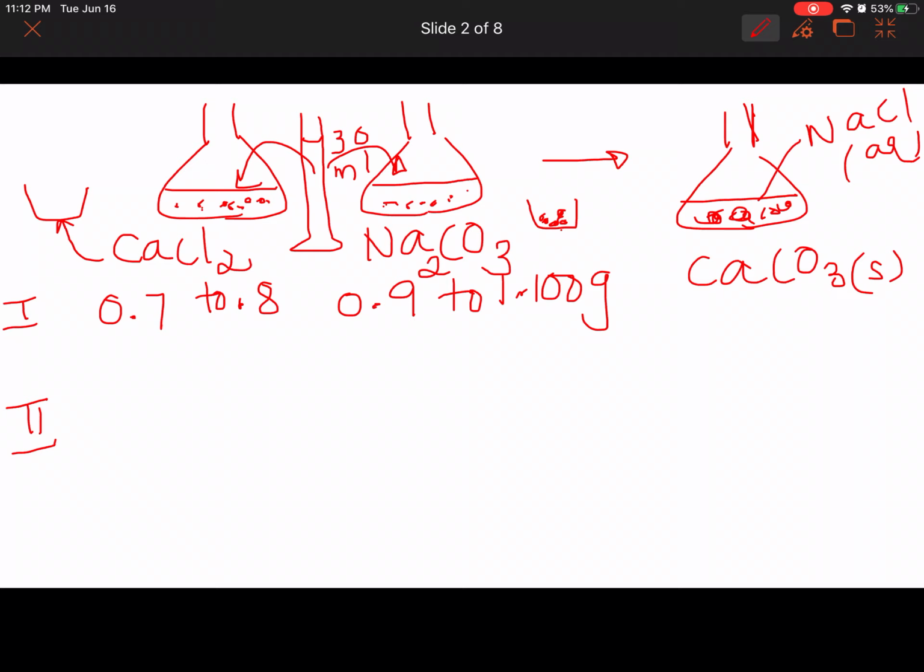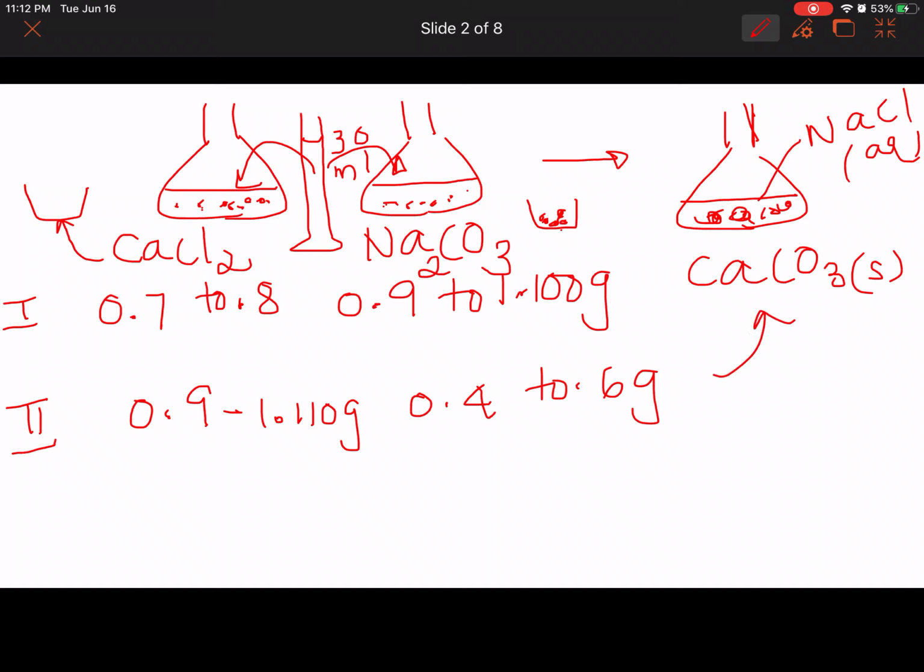For trial 2, you're going to be using a different amount: between 0.9 to 1.110 grams of calcium chloride, and then the sodium carbonate would be between 0.4 to 0.6 grams. You're going to measure and put it into the Erlenmeyer flask with 30 milliliters, mix together and let stand, and then you're going to get the calcium carbonate.